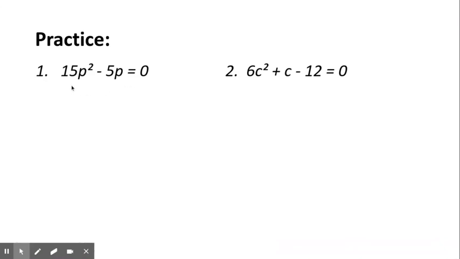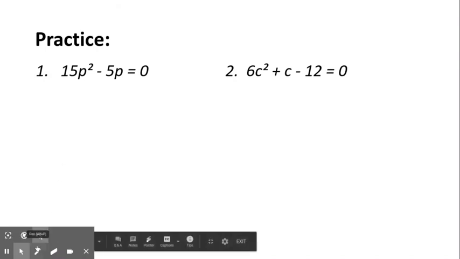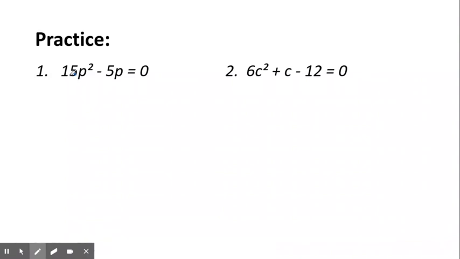This one here, what's the first thing we want to do? Well, it's already equal to 0, so it means the first thing we need to do is factor this expression here. How are we going to factor this? Now notice this one here looks different than that last problem. This right here, I would want to start off by using GCF to factor. So I'm looking at my two terms here and asking myself, what factors do they have in common? Well, 15 and 5 both have a GCF of 5. And then for p squared and p, they both have the variable p in common.